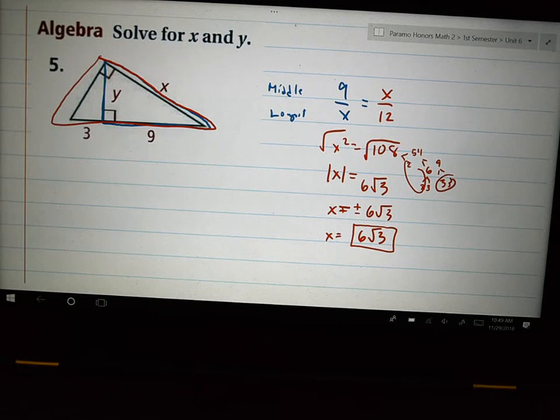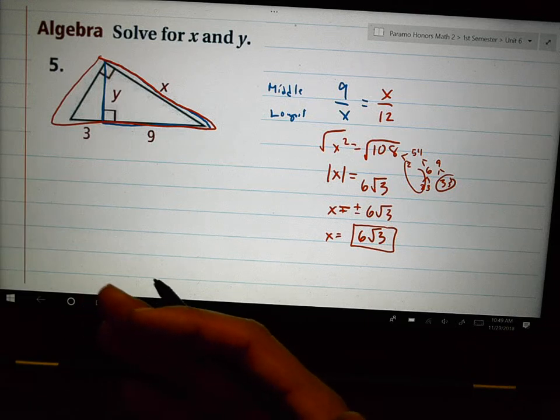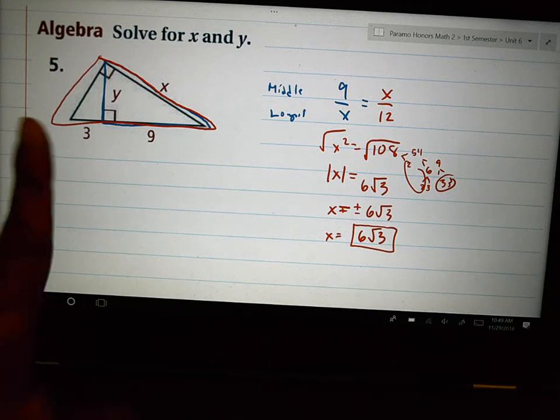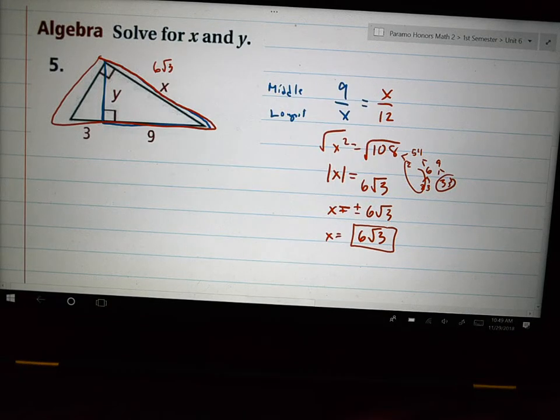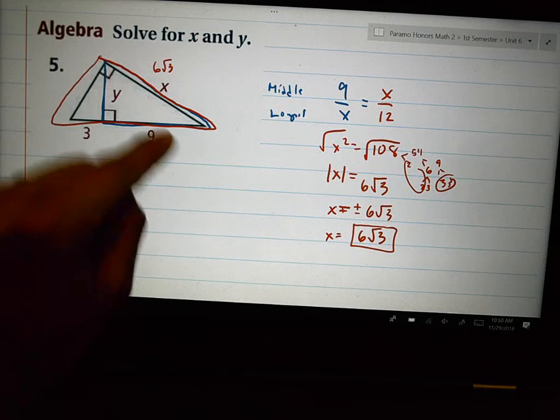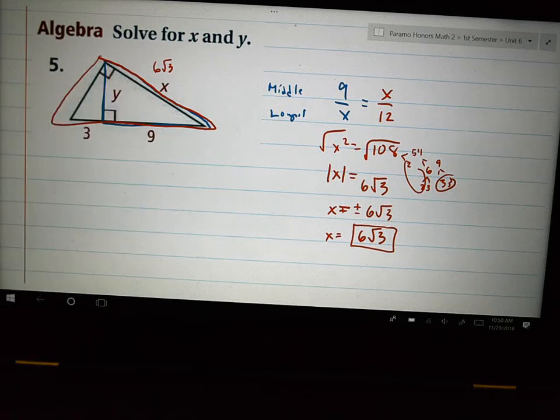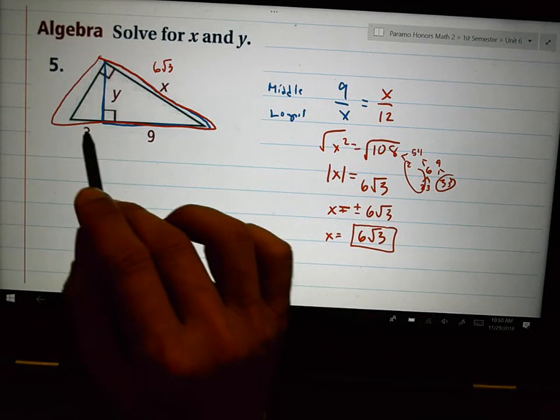You could do the same thing by setting up proportions for y, or you could do it by using the Pythagorean theorem. It is up to you. If setting up proportions is hard for you, then use the Pythagorean theorem. The Pythagorean theorem is more work, though. So let's do another proportion, just so you can see how much less work it is.